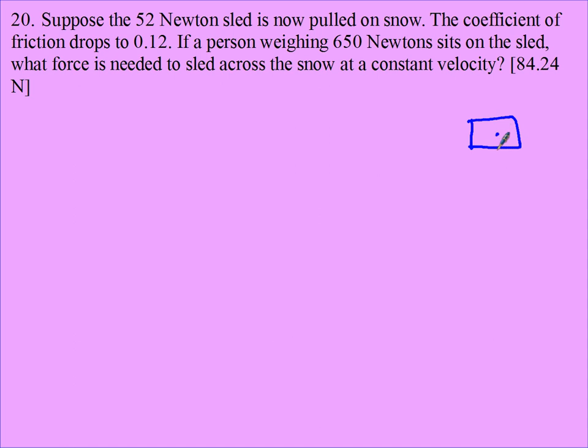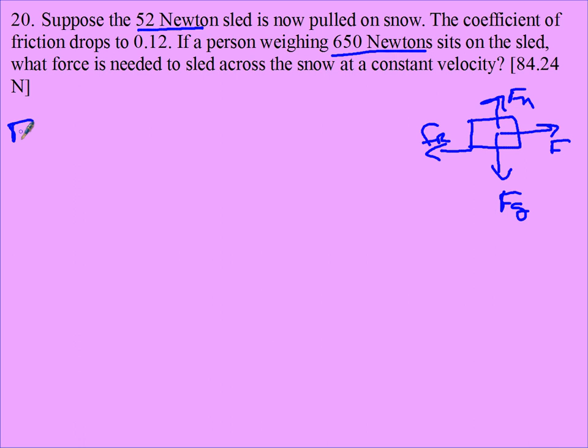We have this same free body diagram. We have Fg going down, we have Fn going up. We're going to have to apply a force, and we need to figure out what that force is, and then we have friction. But a few things have changed. I still have this 52 Newton sled, but I've also got a 650 newton person sitting in there.